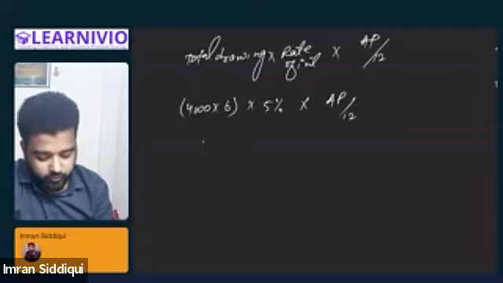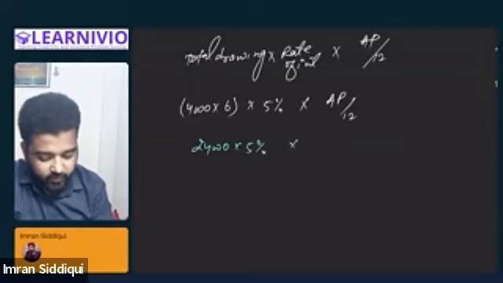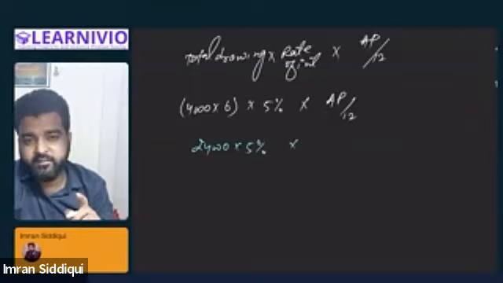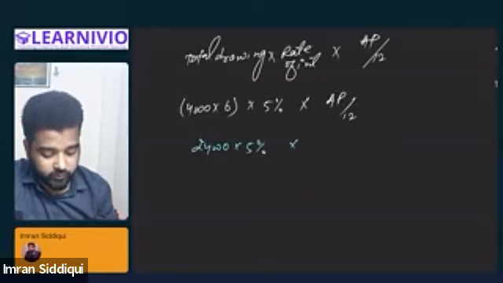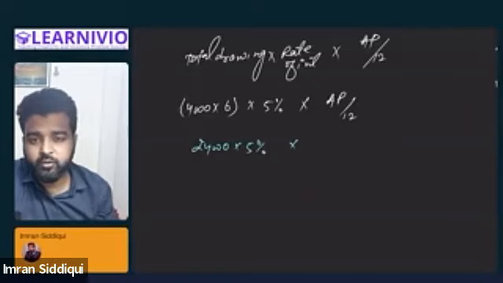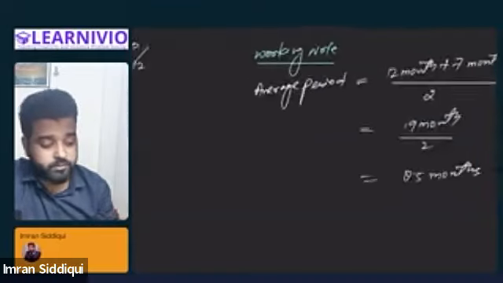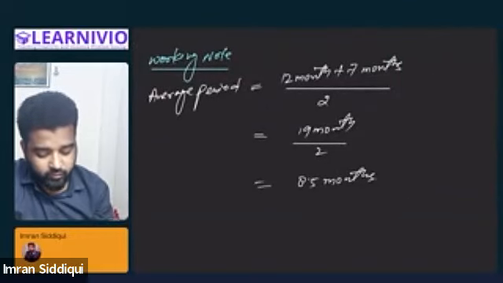So calculating this, we'll get 24,000 into 5%, and we have to somehow find out the average period as well. Whatever average period we get, we'll then multiply it and divide by 12 to find out the total interest on drawing. So to figure out the average period, we can prepare the working note, and this is how we'll find it.